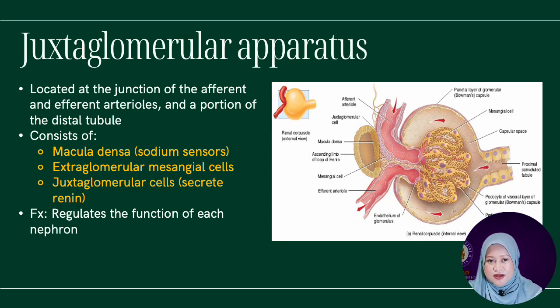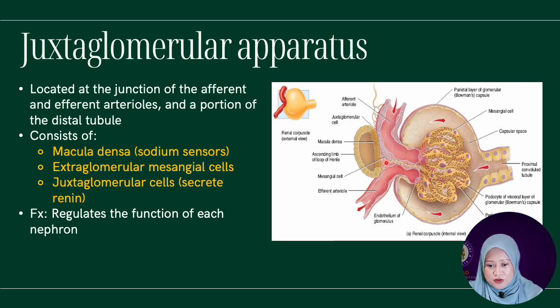Near the corpuscle, there is a structure called the juxtaglomerular apparatus. Juxta in Italian means next to or near. So that is why the name is juxtaglomerular, because it is near to the glomerulus. Its exact location is at the junction of the afferent and efferent arterioles, and also a portion of the distal tubule. So this is the juxtaglomerular apparatus.